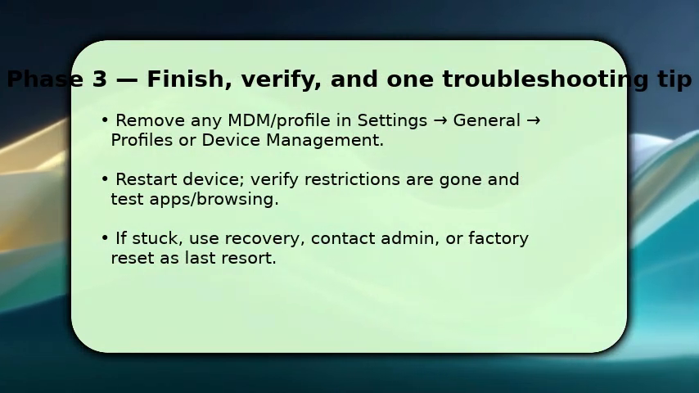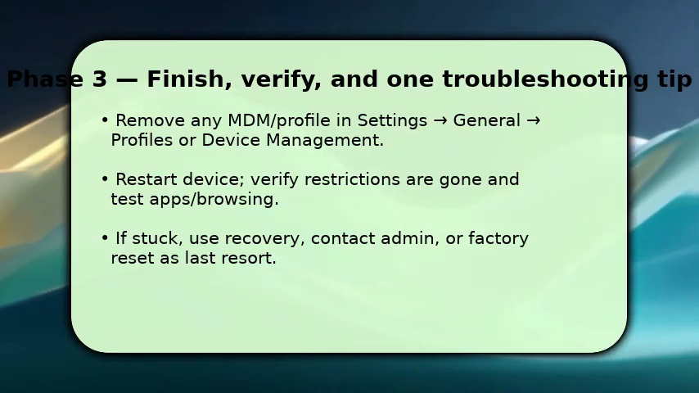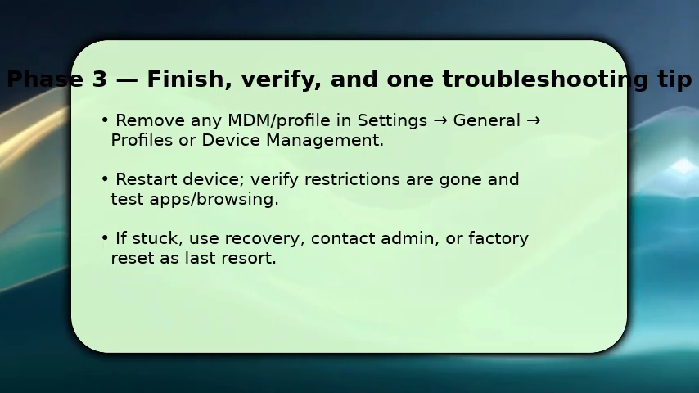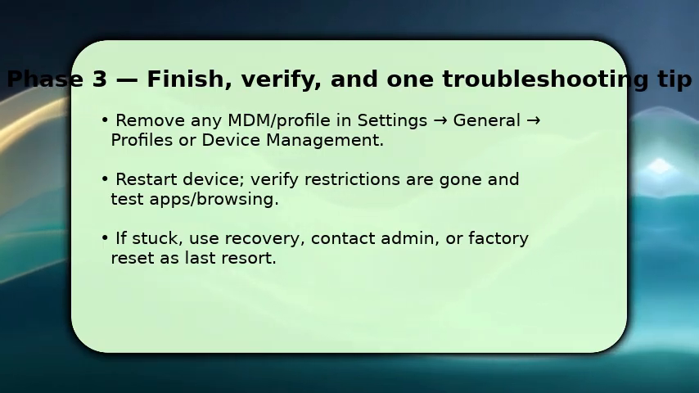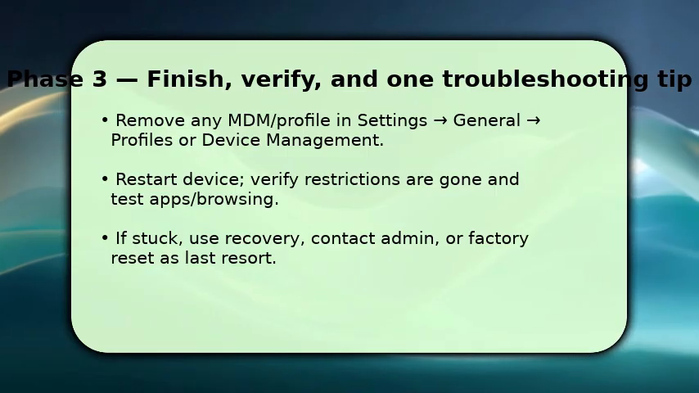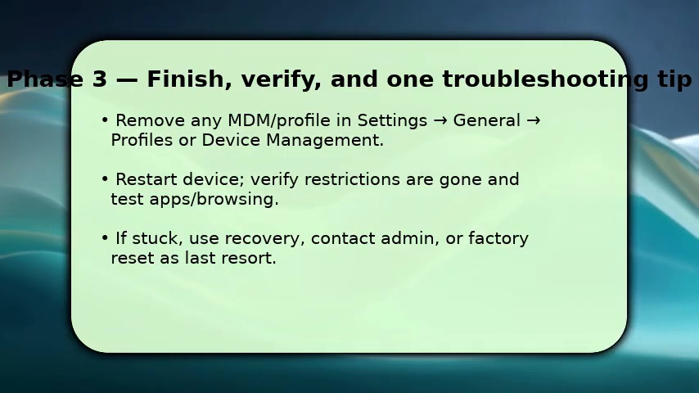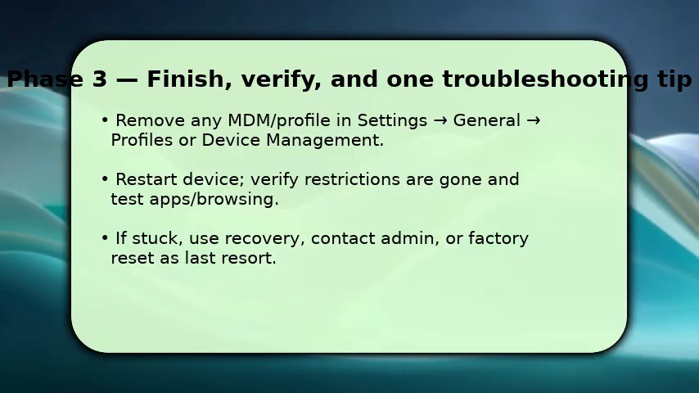Go to Settings > General > Profiles and Device Management on iOS, or Settings > Security > Device Admin Apps on Android, and revoke admin rights. Once removed, restart the phone to apply changes and test apps, purchases, and browsing to confirm controls are gone.